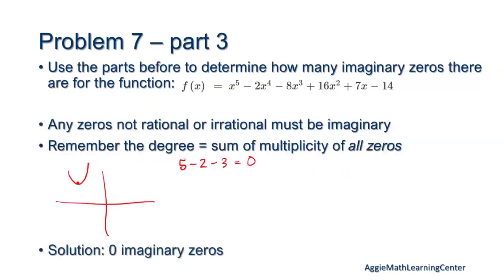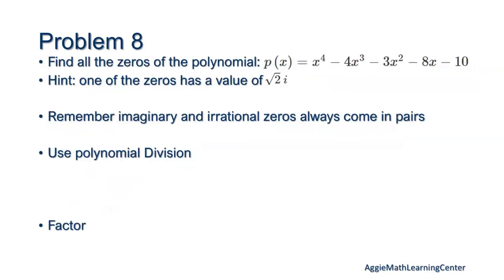So going back to this question now, we're going to find all the zeros of this polynomial. And it gives us a hint, which is very nice. It gives us a zero, which is the square root of 2i. When we have the square root of 2i, we know from a theorem that we learned in class that if one of the zeros is the square root of 2i, we must also have the complex conjugate of that zero. So we also know that negative square root of 2i is also a zero of this function.